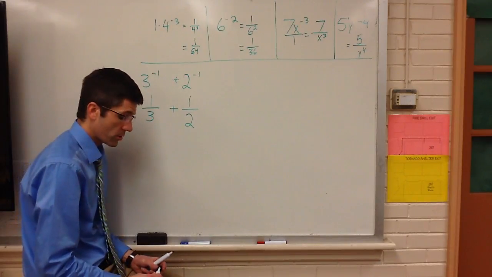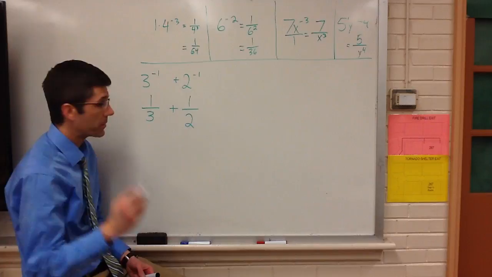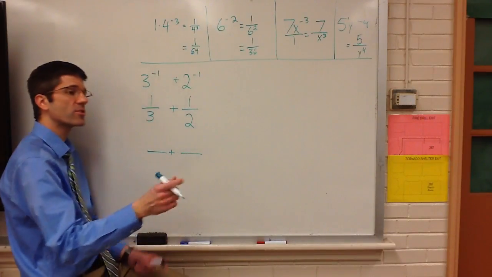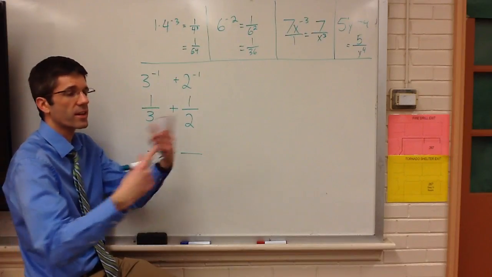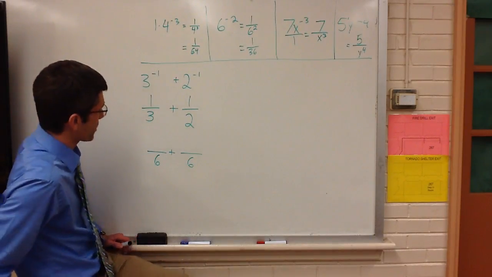So we need to add these two fractions. When we add fractions, what do we need? Common denominator. Common denominator between 3 and 2. What do the 3 and 2 go into? That would be a 6. 3 goes into 6. 2 goes into 6.